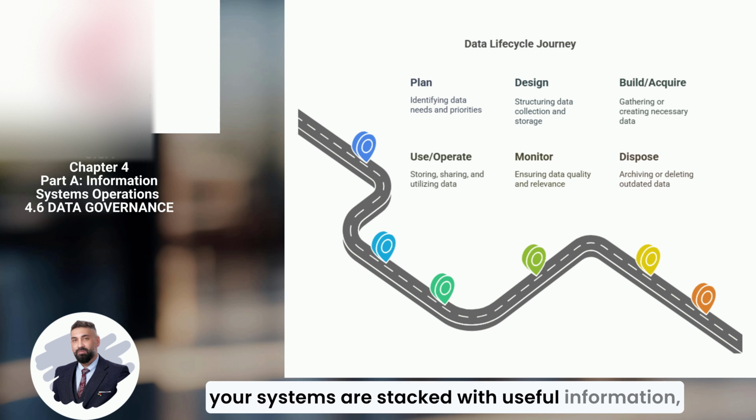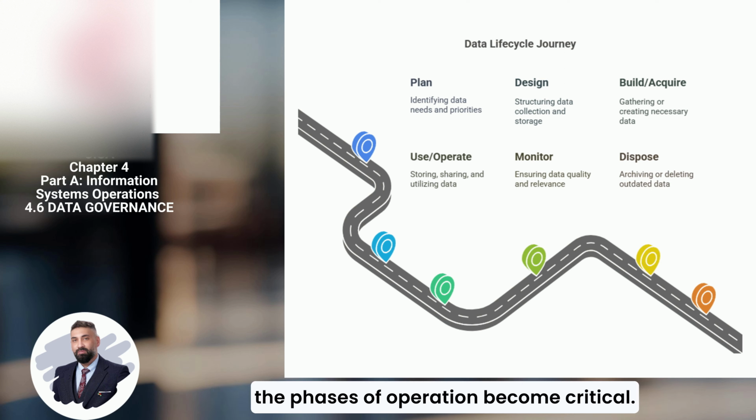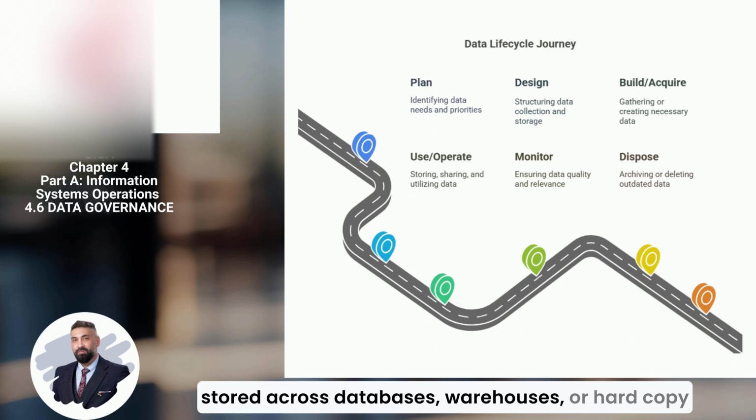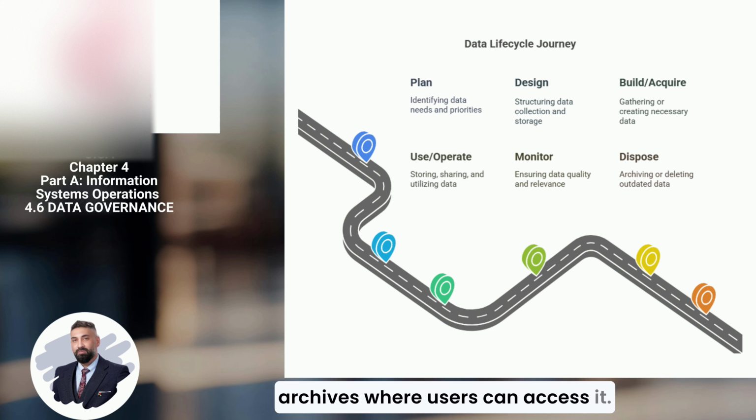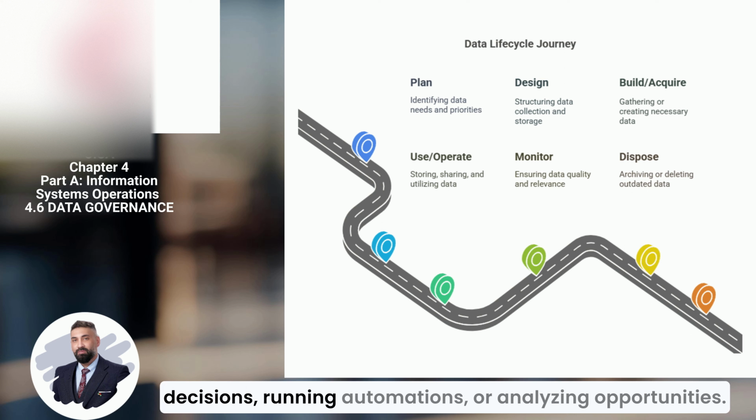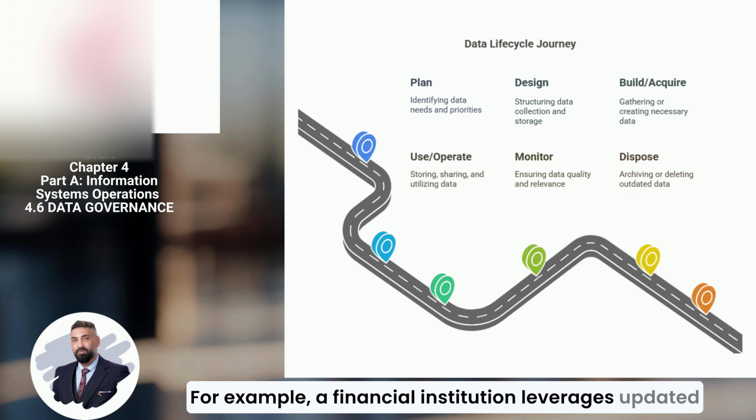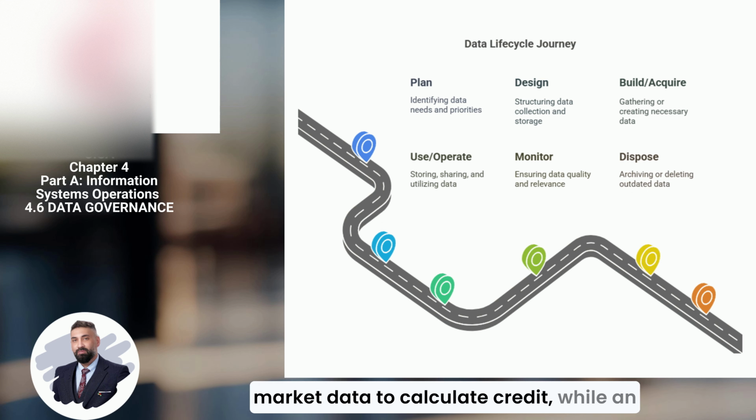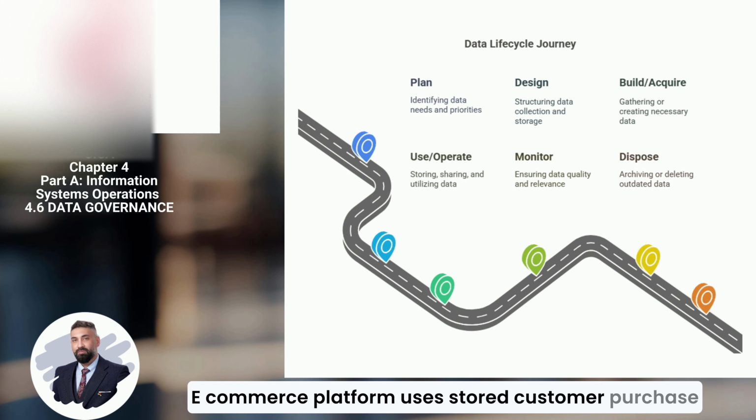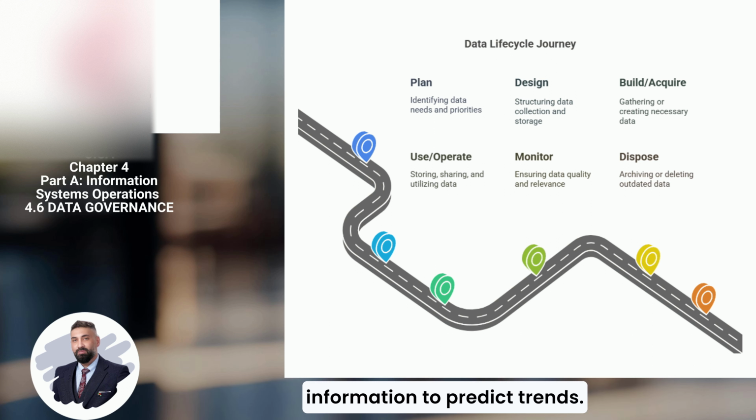4. Use, operate, where the magic happens. Once your systems are stacked with useful information, the phases of operation become critical. Store: like shelving books, data is securely stored across databases, warehouses, or hard copy archives where users can access it. Share: this unlocks data's potential as it's distributed to stakeholders who transform it into actionable knowledge. Use: finally, data meets its purpose, informing decisions, running automations, or analyzing opportunities. For example, a financial institution leverages updated market data to calculate credit, while an e-commerce platform uses stored customer purchase information to predict trends.